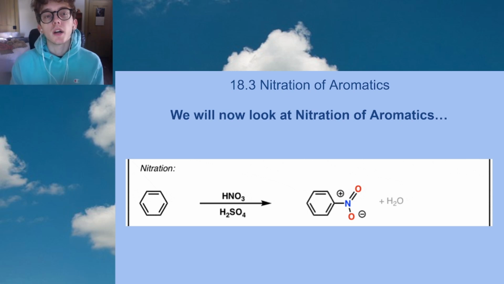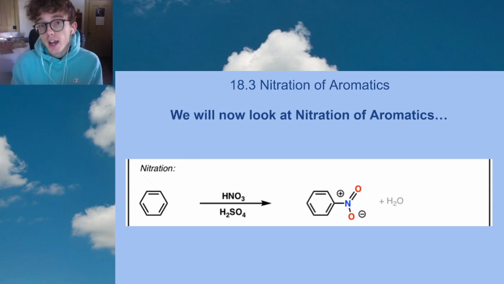How's it going, YouTube? We're going to be going over 18.3 of our aromatic reaction chapters, and this is going to involve nitration of an aromatic. So nitration is when we add an NO2 group to an aromatic compound. As you can see, we have an example with benzene here.